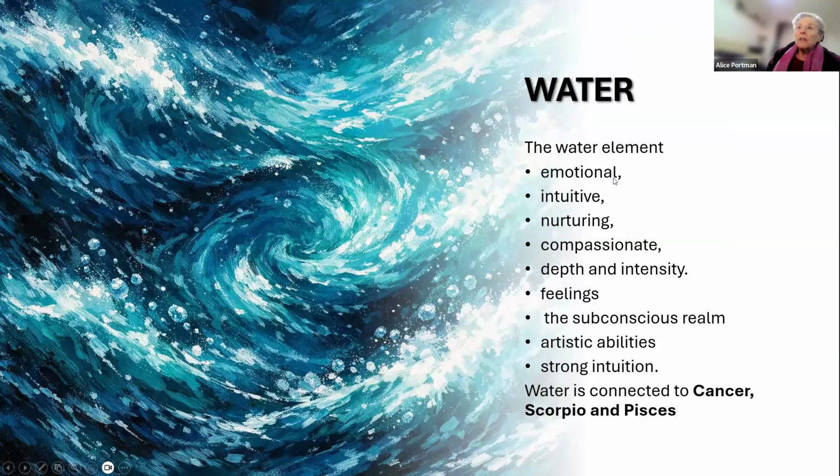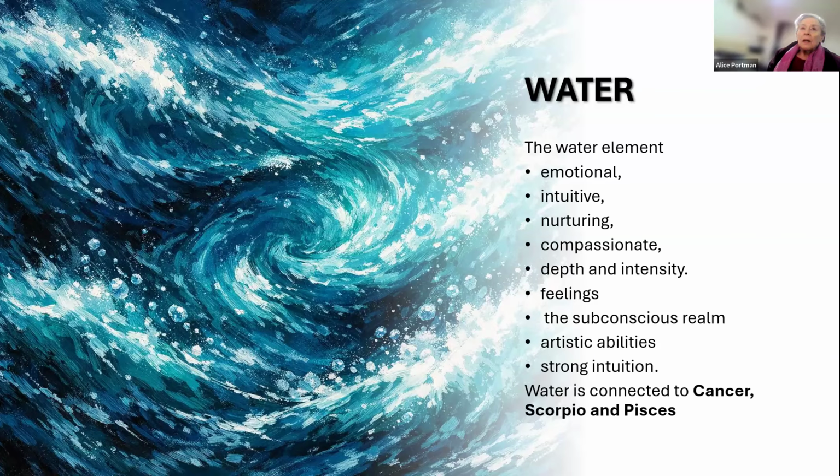And then the water element. These are our emotional, intuitive people, who like to be nurturing, compassionate, have a lot of depth and intensity, a lot of feelings, work well in the subconscious realm, often very artistic, have very strong intuition, and that's connected to Cancer, Scorpio, and Pisces. So there are 4 elements. They're all important in our lives. If we're not working with all of them, we become disassociated, dishonest in some way or another.